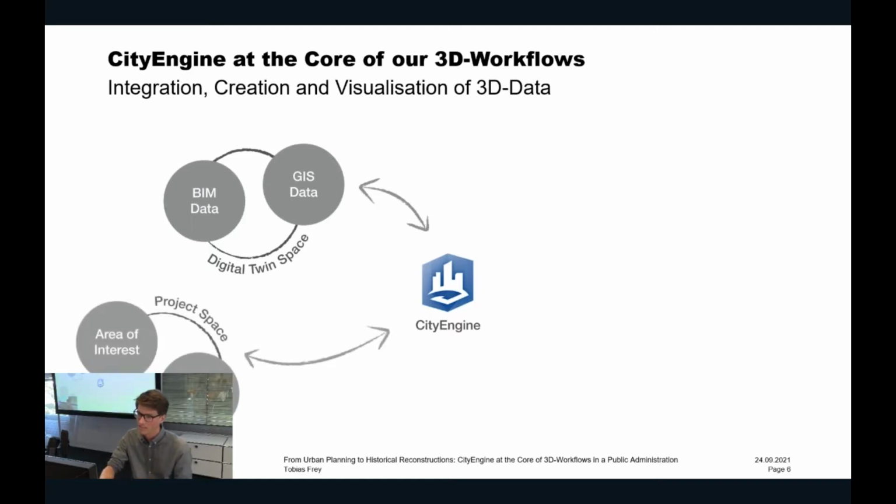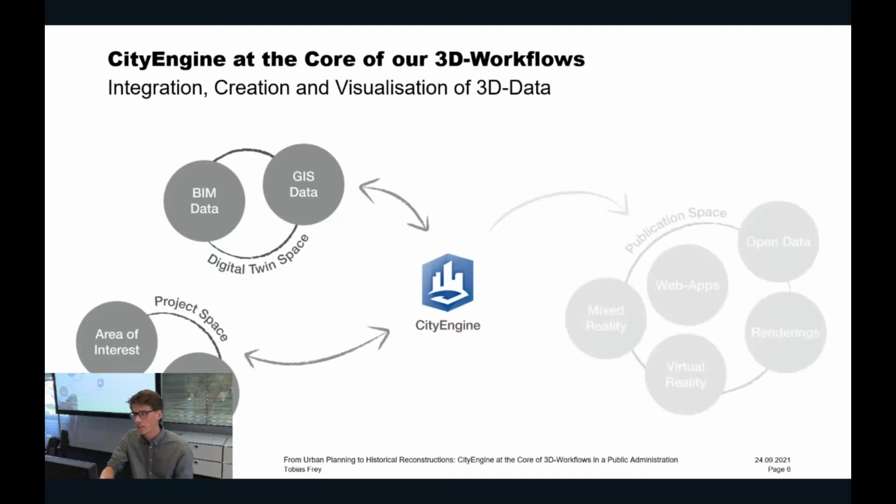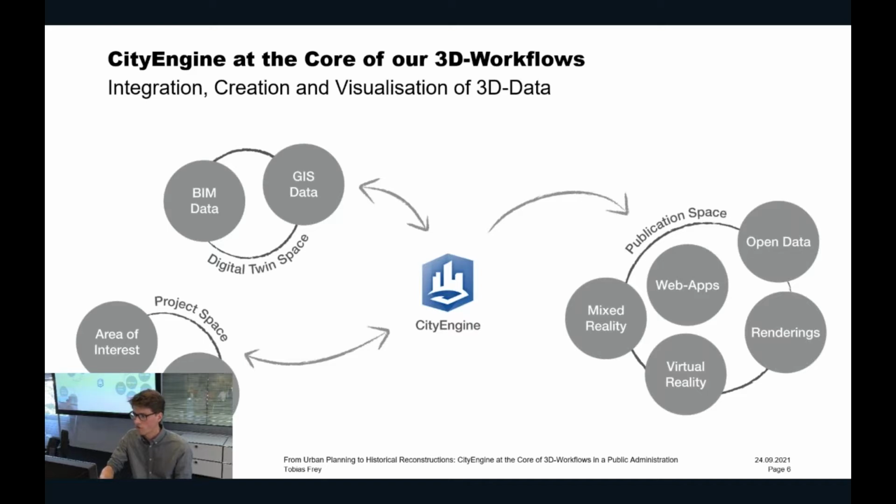into that space. Then the second space that we have is what I would call a project space. It is specific projects in urban planning where we have, for example, a specific area of interest, but often also some 2D plans or even some 3D buildings. That all normally goes into CityEngine, and from there we can feed our publication space, which is mixed reality, web apps, open data, there's renderings included, and sometimes virtual reality as well. But as you see, it's CityEngine that is at the core, bringing all the data together and then bringing it out to the publication space.